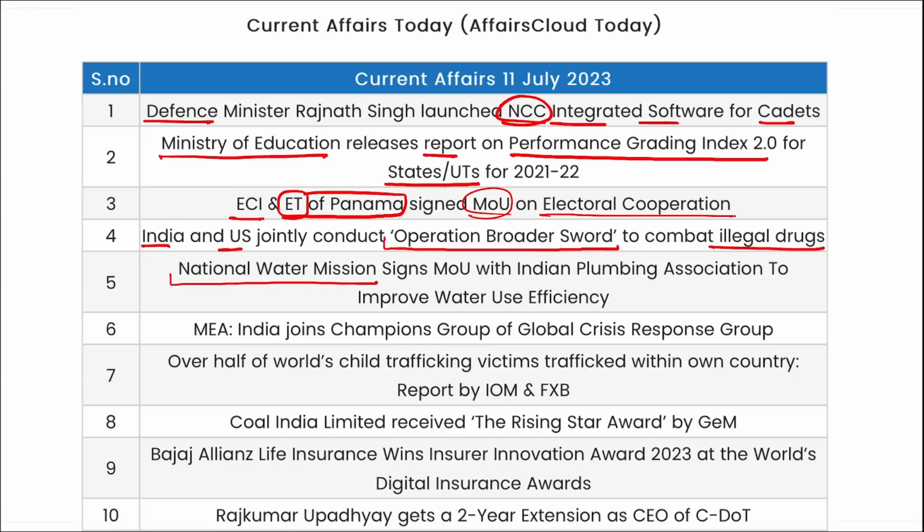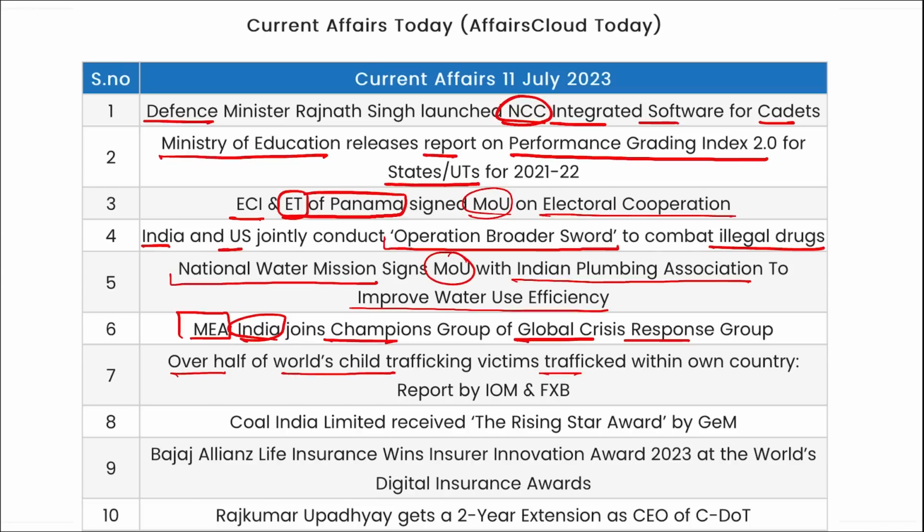The National Water Mission signed an MOU with Indian Plumbing Association to improve the water use efficiency. MEA, India has joined Champions Group of Global Crisis Response Group. Then, over half of the world's children trafficking victims are trafficked within their own country, according to a report by IOM and FXB.